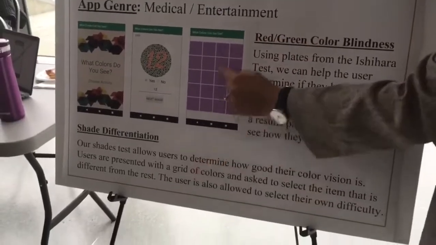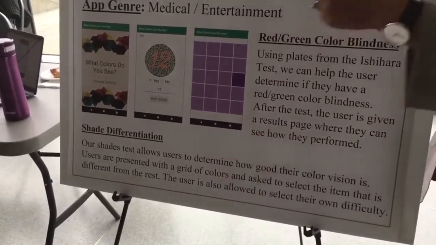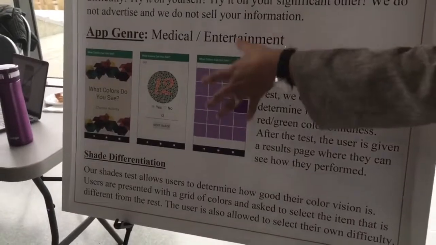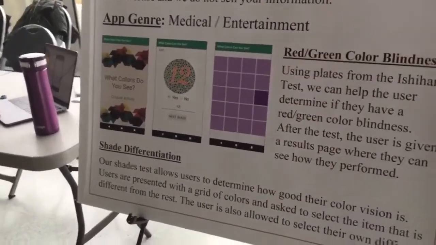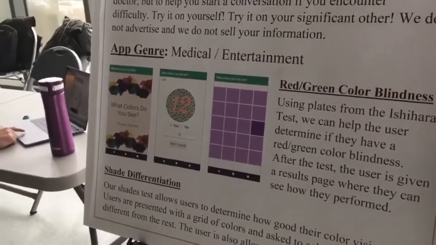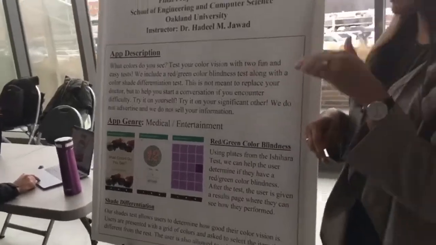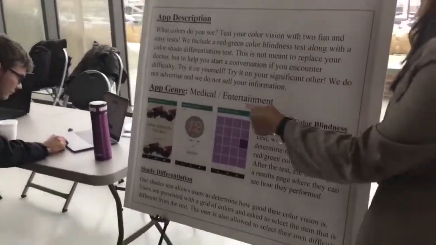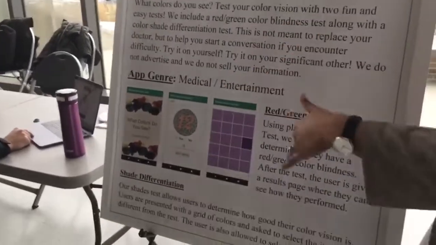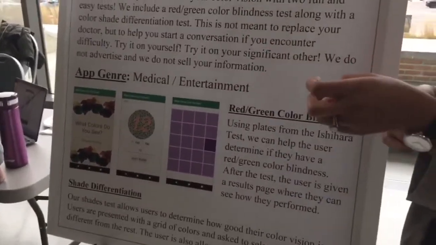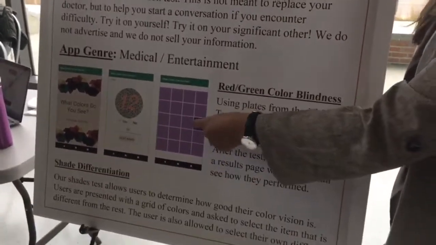This one is the shades differentiation test, where you have a grid of these colors and you have to pick the shade that is different. So there's different levels of it. There's the easy, medium, and hard. And this is the harder level, where there are more grids or squares, and then the color differentiation.